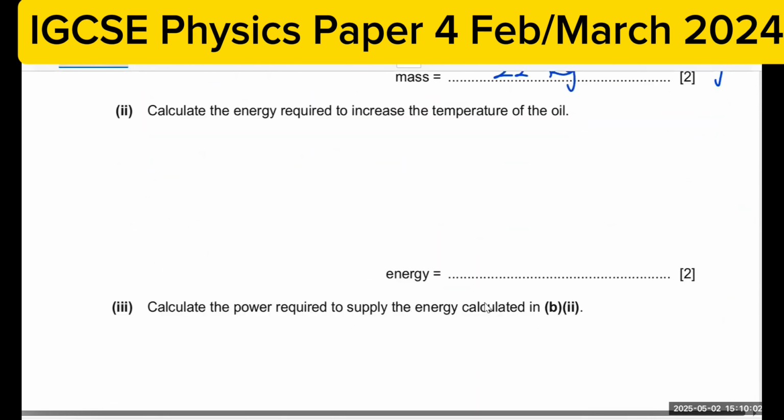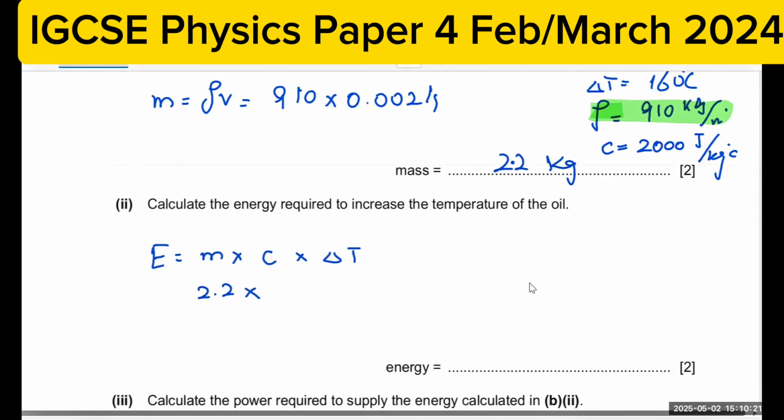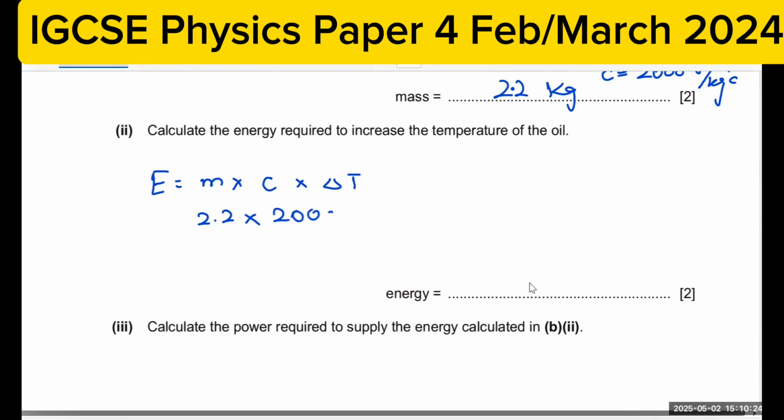Calculate the energy required to increase the temperature of the oil. So we need to calculate the energy. So as I described the equation above, that is E is equal to mass times specific heat capacity times change in temperature. So mass we found it 2.2. Specific heat capacity is 2000 and change in temperature was 160 degrees Celsius. So when you multiply them, you will get 7 times 10 power 5 joules. This is the energy absorbed by the oil.